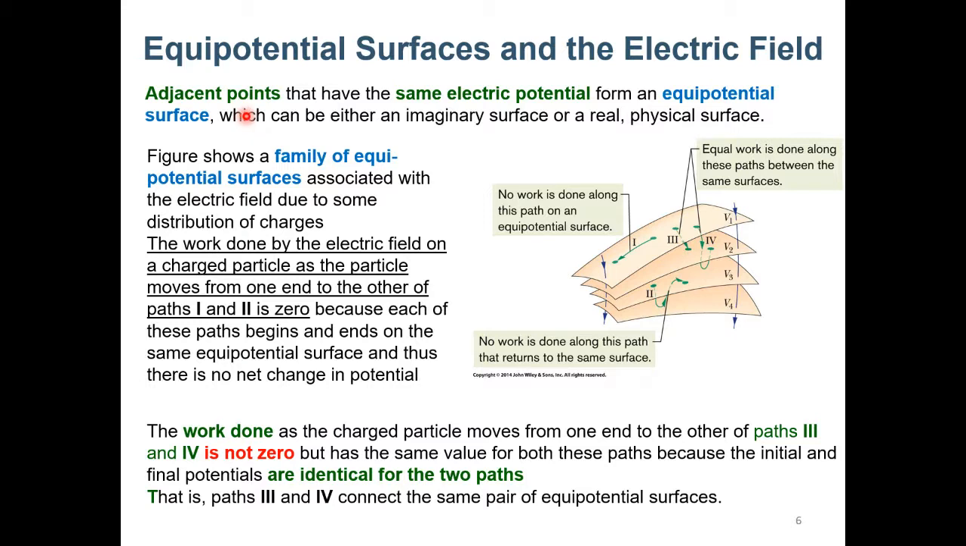So here, the adjacent points that have the same electric potential form an equipotential surface, which can be either an imagined surface or a real physical surface. So you can see here, this surface is V1, the second surface is V2, V3, and V4. On the same surface, all of the electric potentials are V1, and for this one, all of them are V2, and so on.